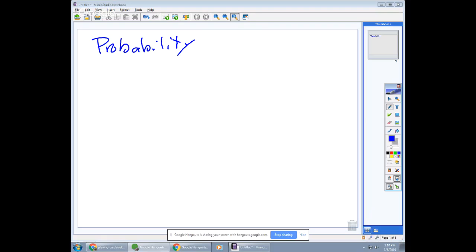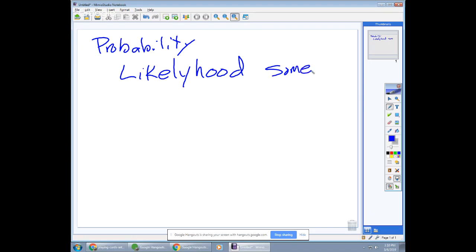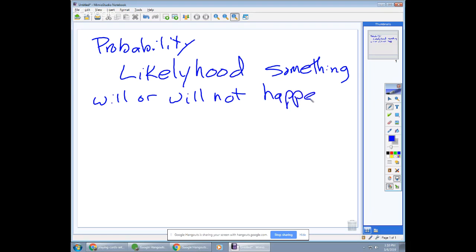So, anybody want to take a stab at what probability is? I said the likelihood something will or will not happen. So I would say the likelihood of a given outcome. Likelihood something will or maybe will not happen. Okay, likelihood of a given outcome. Okay, use likelihood also. Okay, that's cool.